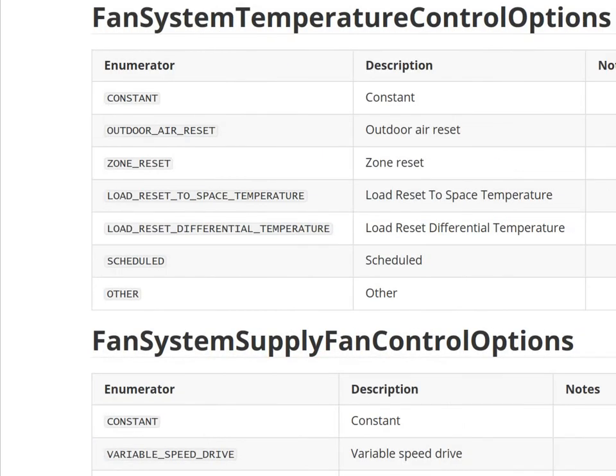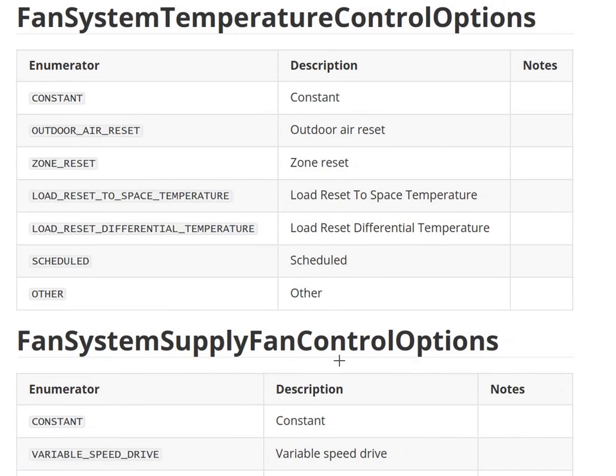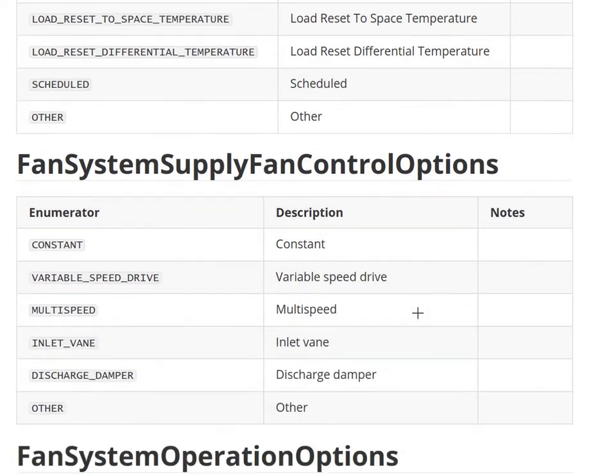Here they are. So the first one is fan system temperature control. These are various options for control of the temperature. Most of them are basically different reset strategies on how to change the temperature depending on some other factor. But we also have constant and outdoor air reset, and scheduled, and also other if none of these cover the basis.